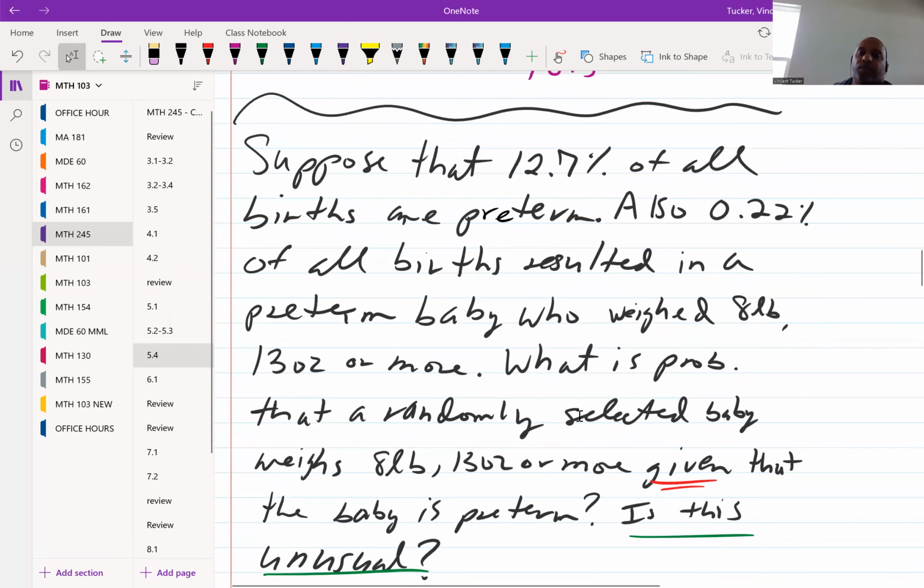Suppose that 12.7% of all births are preterm. Also, 0.22% of all births resulted in a preterm baby who weighed 8 pounds, 13 ounces or more. What is the probability that a randomly selected baby weighs 8 pounds, 13 ounces or more, given that the baby is preterm? And then, is this unusual? So, as always, give you a chance to write that out.